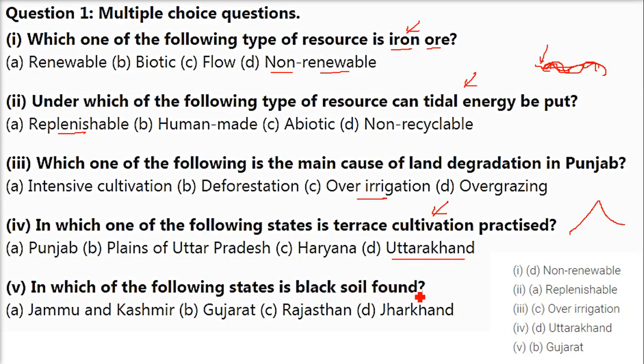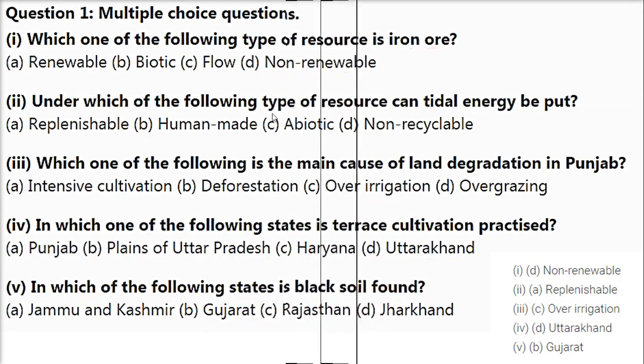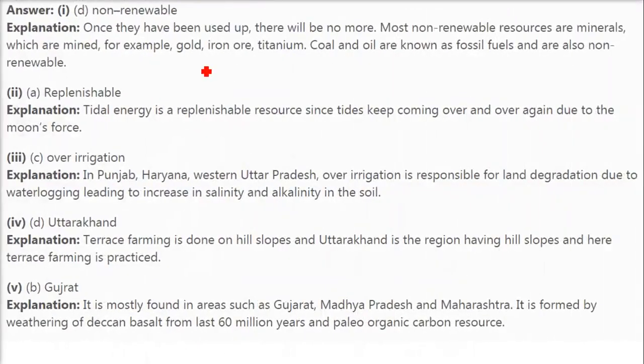In which of the following states is black soil found? The answer is, it is found in Gujarat. Now we have to give the explanation also.